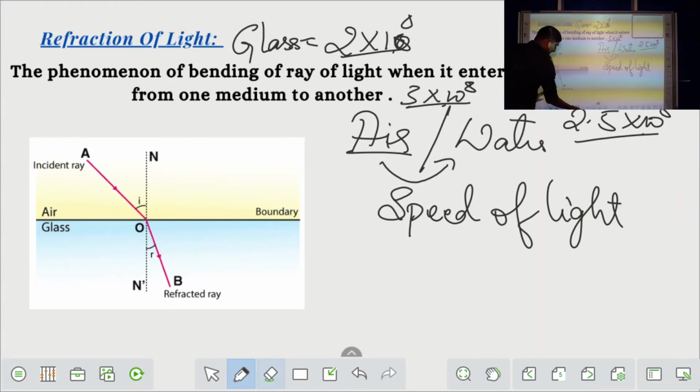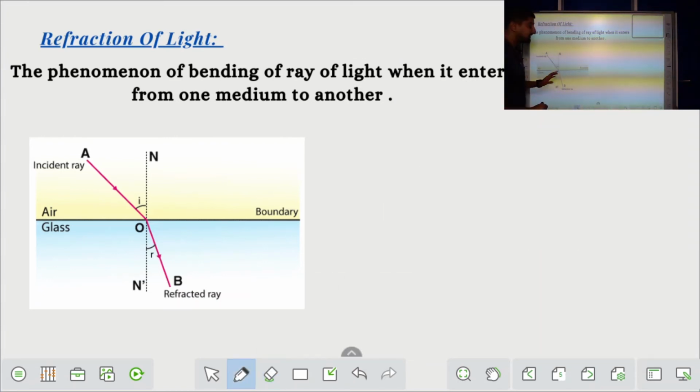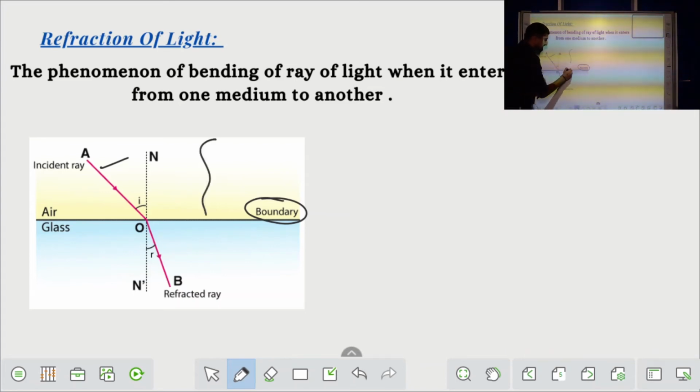Now, a few more things that you have to be very clear about when it comes to refraction. See the diagram here, you have an incident ray, just like in reflection. What is an incident ray? An incident ray is nothing but a ray which is falling on something. Here we are saying boundary. Boundary means where the air environment is ending. This is the region where air is there, correct? So the boundary is the boundary for air. Then it starts with glass.